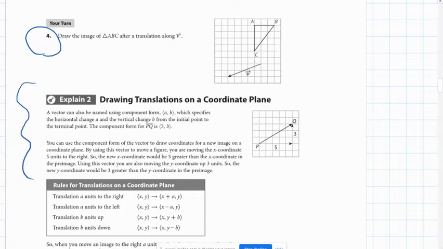This vector v goes left 1, 2, 3, 4, 5, and down 2. So point A, 1, 2, 3, 4, 5, down 2. There's our vector v, and point A prime is here. Do the same thing for point C, and for point B.